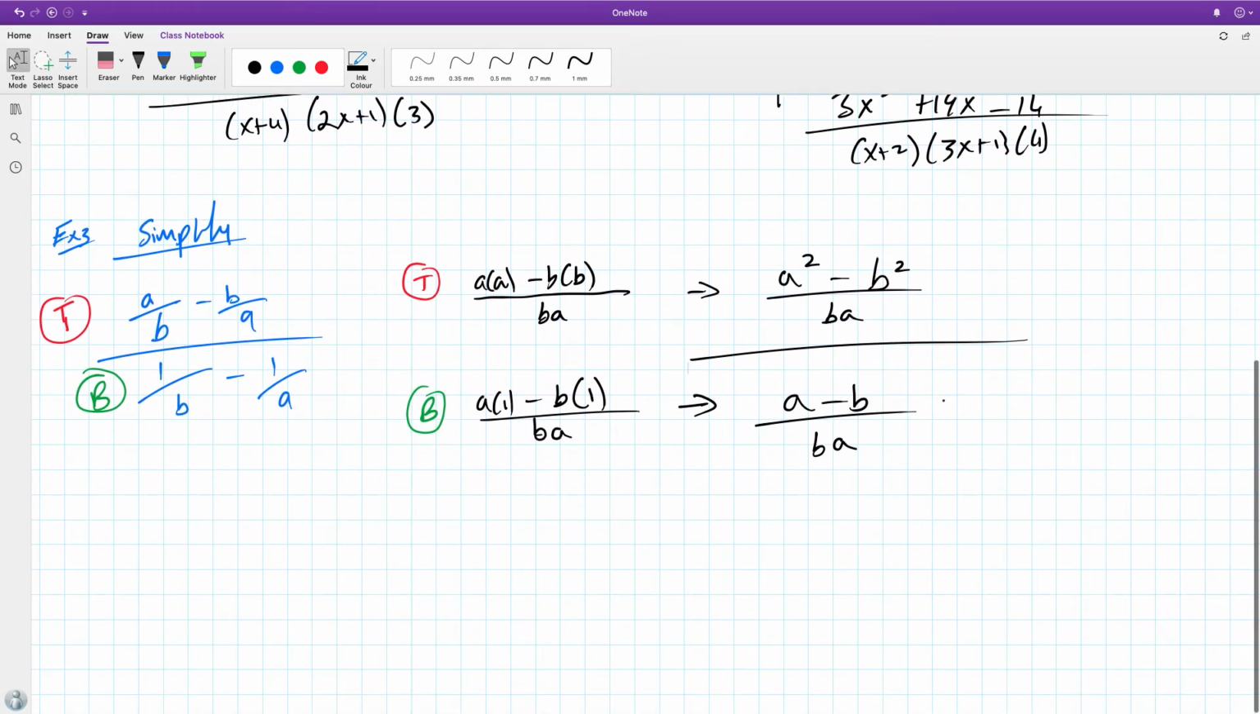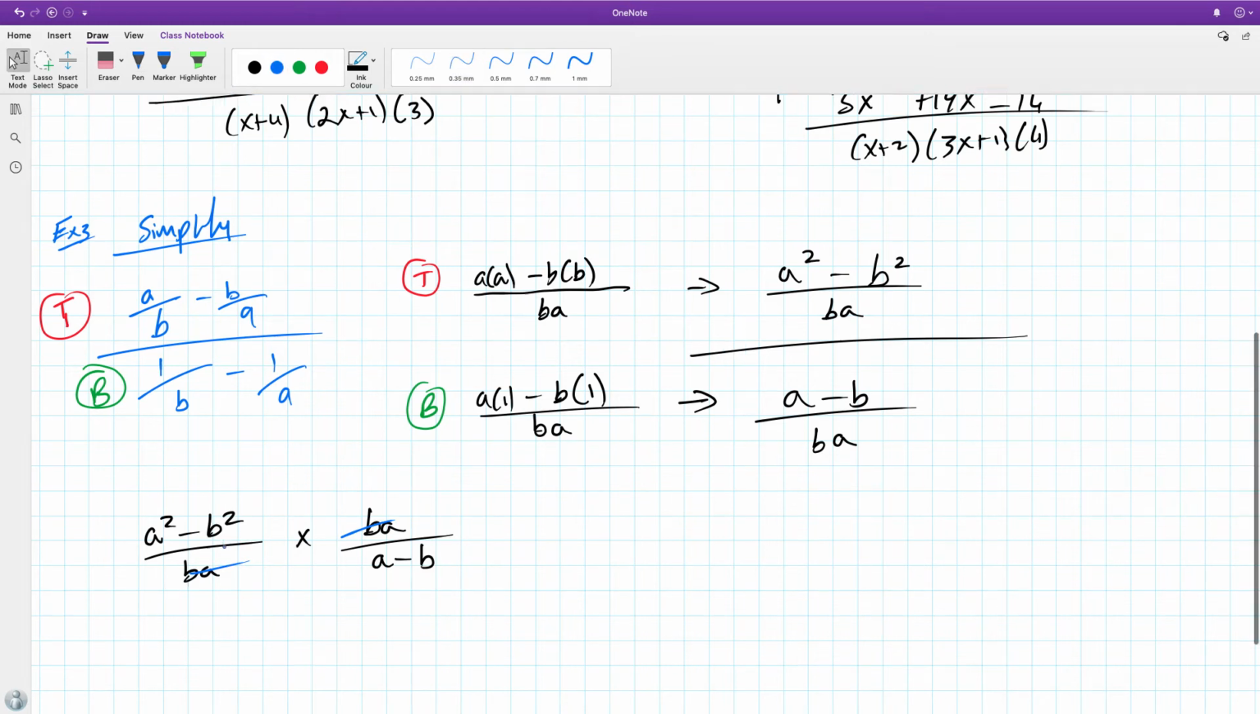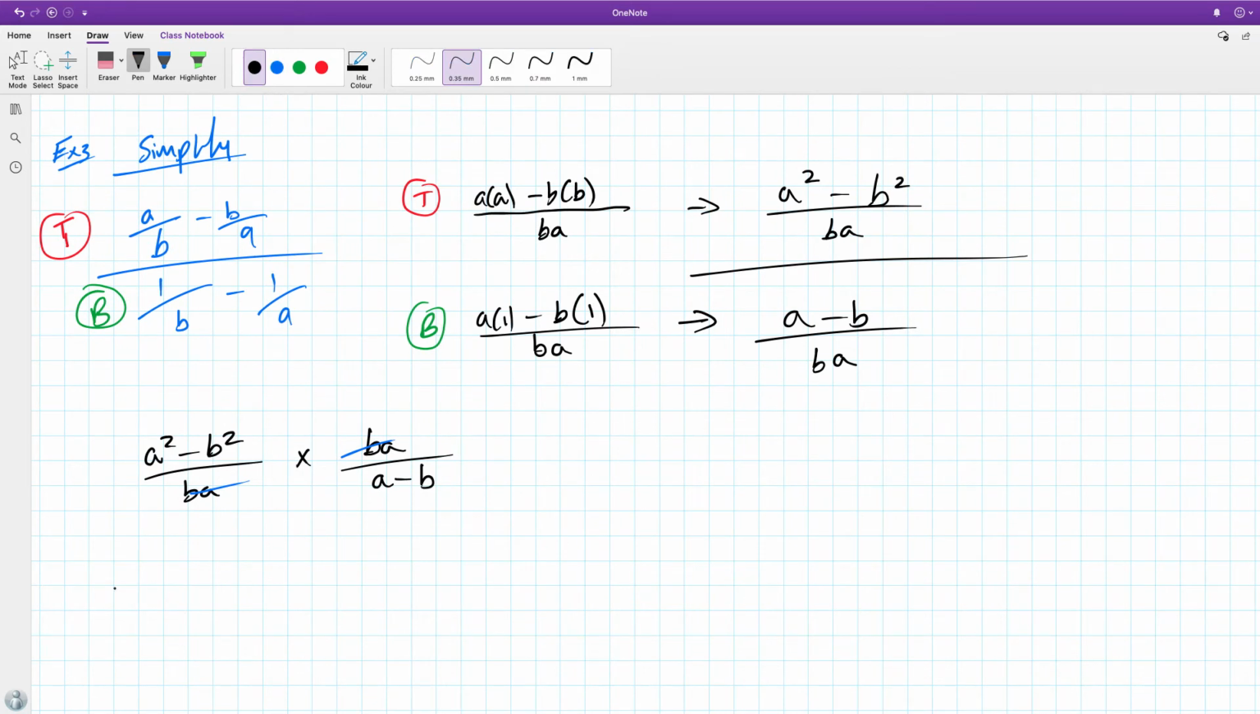Before we worry about that, how do you divide two fractions? Flip the bottom and multiply. So we have a squared minus b squared over ba multiplied by ba over a minus b. What's going to happen? What happened the last time? Cancel. What's going to cancel? ba and ba. When you have the same on top, the same on the bottom, they can knock each other out. We're then going to be left with a squared minus b squared over a minus b. What's the top?